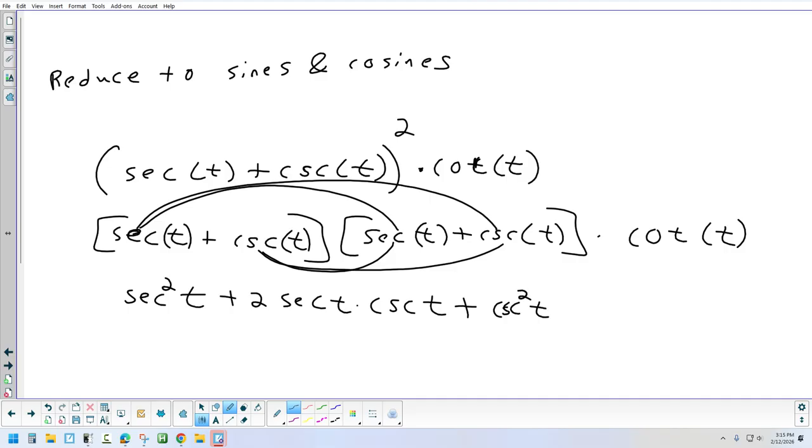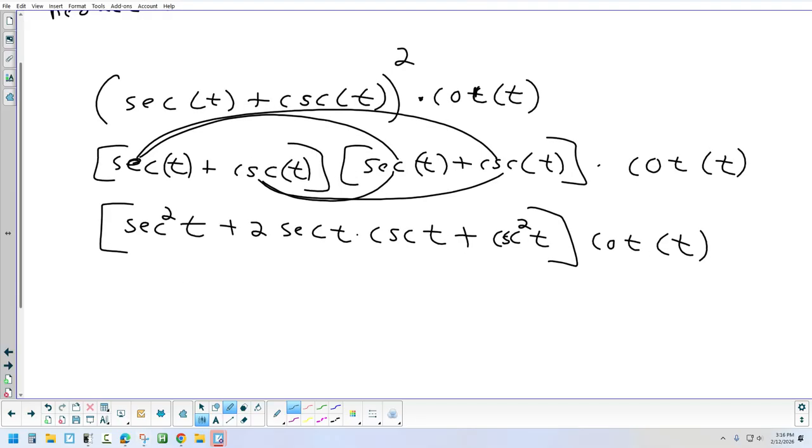Okay, and that whole thing is still multiplied by cotangent. All right, so I don't really think a lot of nice things are going to happen. Things are going to cancel here. So let's just change to sines and cosines. Okay, let's start with secant.